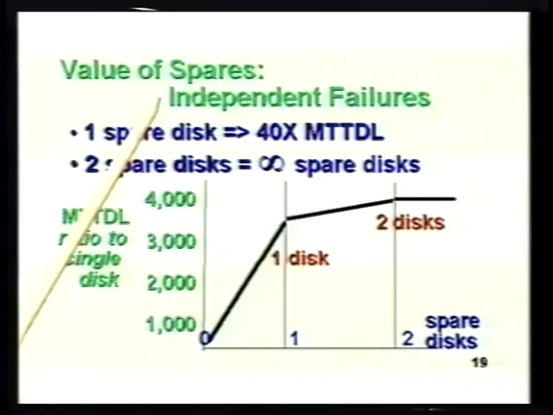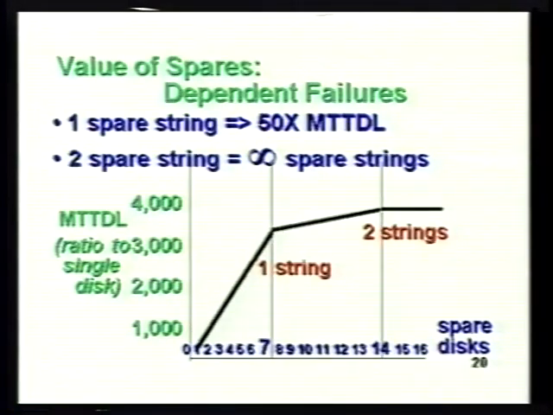But at the top of the slide, it says we're assuming independent failures. We know disks don't fail independently because of those strings that connect the disks together. That's what this next slide shows. So what would happen with dependent failures? Because we know disks are connected on strings.